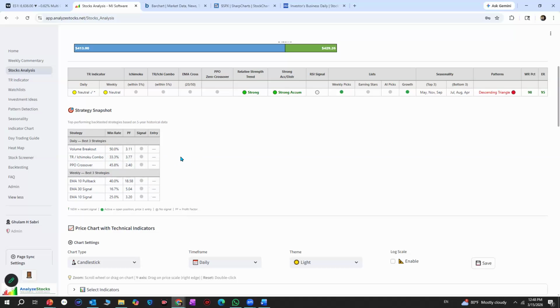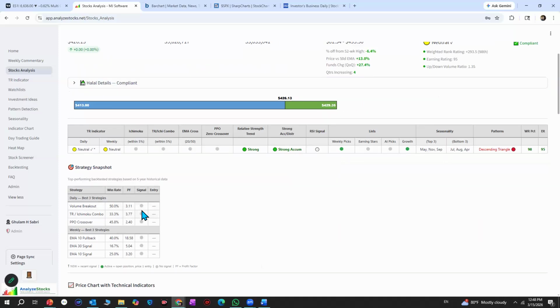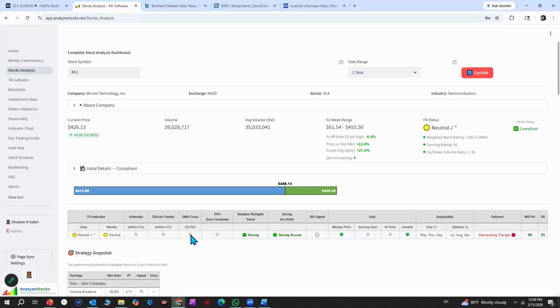Now, when you update this, if there is a new strategy in the last few days or last 1 or 2 weeks, it will give you a green signal right here. There is no green signal. It means that even MU, which is a very strong stock, has not given a recent signal as far as the best three strategies are concerned. In other words, you're not having very good signals for the timing, even for the strongest stock. And we should not look for a longer period of time to hold this stock under the current market conditions.